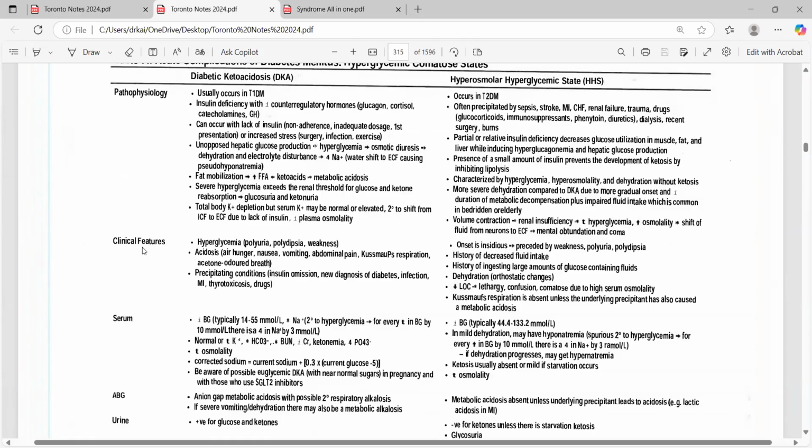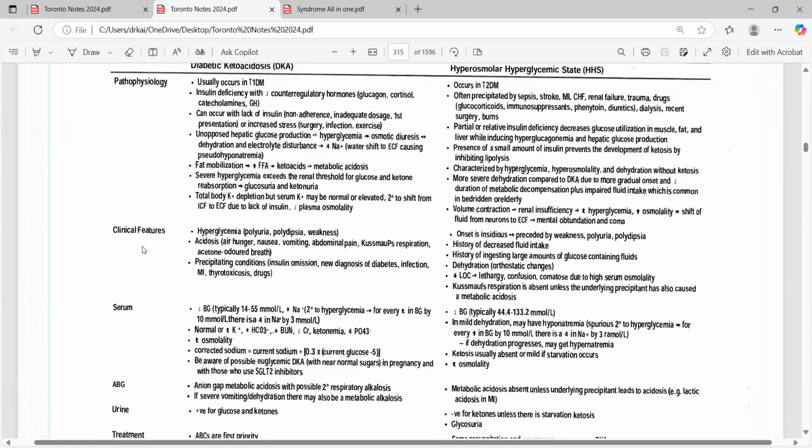Then, how does it present? The patient already has type 1 diabetes. Then they have some sort of infection, vomiting, pain, anything going on that can lead toward DKA. They can present with air hunger, vomiting, pain, Kussmaul respiration, acetone breath. Precipitating factors could be infection, newly diagnosed diabetes, thyrotoxicosis, and drugs, all of that.